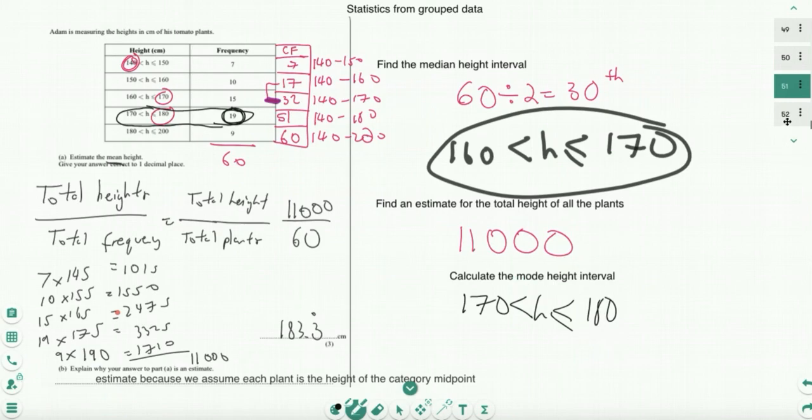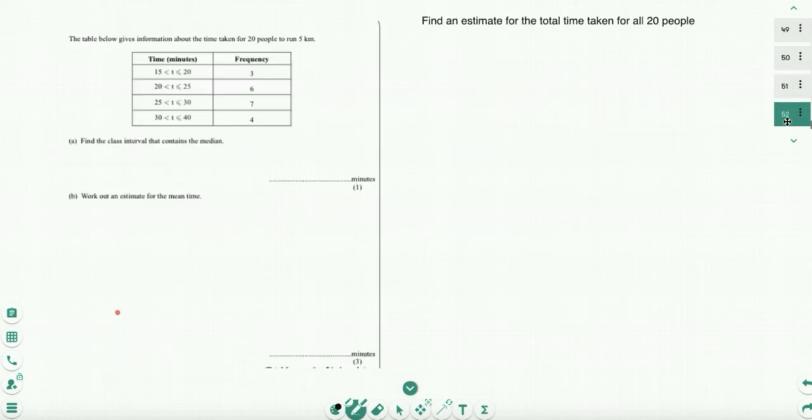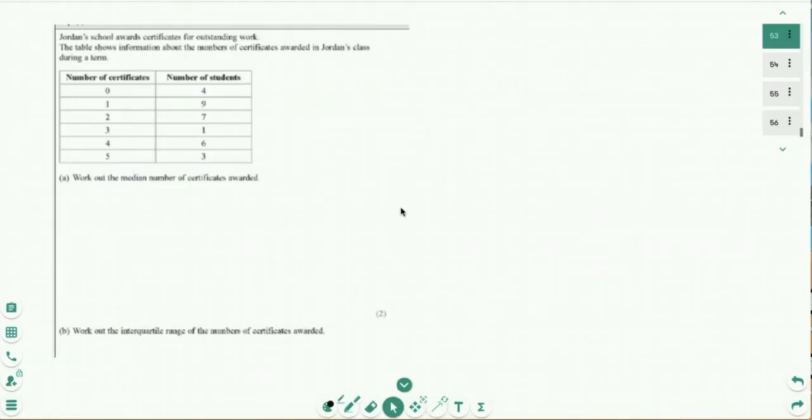All right. And over here on this last page is a question you can try by yourself. I'm going to add part C, part D, find the mode. And that's it. So next thing we're going to do is finding an interquartile range from grouped data.